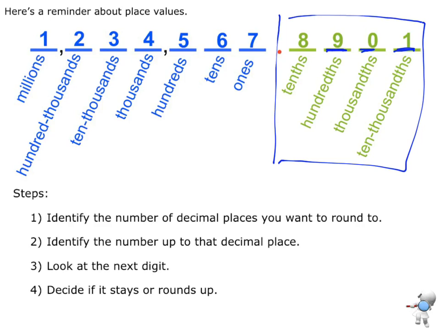So we first need to identify the number of decimal places we want to round to, then find the number up to that decimal point. Look at the next digit and, using that information, decide what happens.